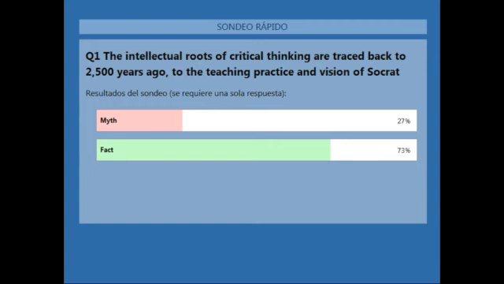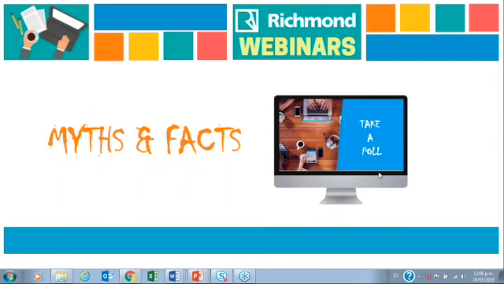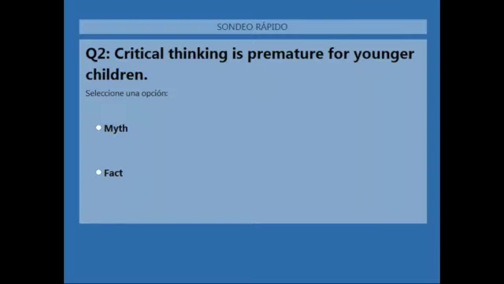Okay, let's go into one more question here in our poll. And there you go. It says critical thinking is premature for younger children. Is it a myth or a fact? Critical thinking is premature for younger children. So it would mean that at an early stage in life, we should not promote critical thinking among students. So this would be a skill, let's say, more for young adults or middle school students. What do you think? Okay, 62% has voted now. Let's close the poll here.